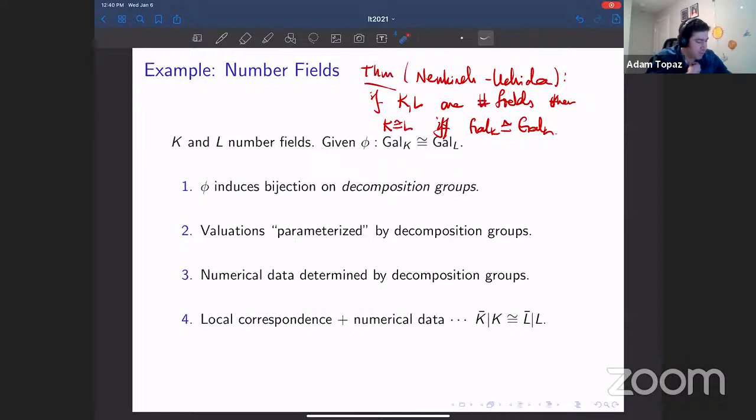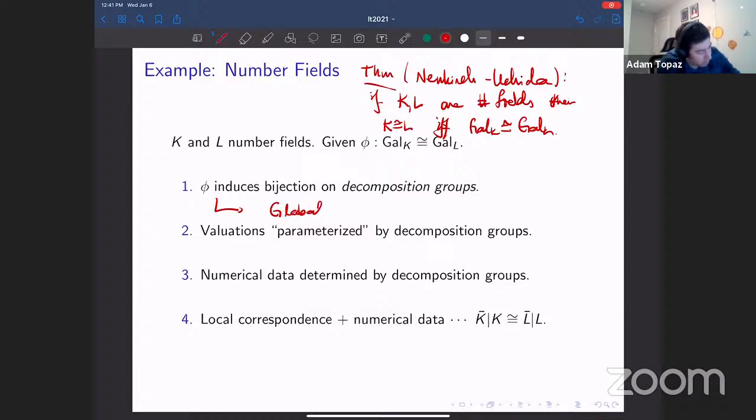And this is roughly the sketch of how the argument works. You start with an isomorphism of the profinite groups. You prove that you can give a characterization of the decomposition groups of the various valuations. Okay, so that's what step one does. And maybe I should mention that this characterization uses global class field theory.